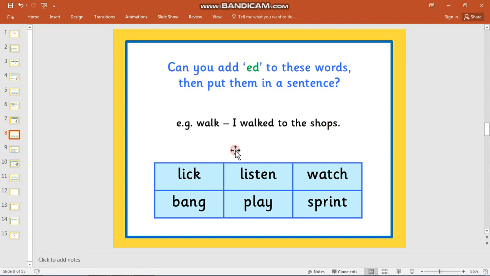Can you add the suffix to the words lick, listen, watch, bang, play, sprint, and put those into a sentence for me? You may pause the video and join me again. Press play when you are ready.